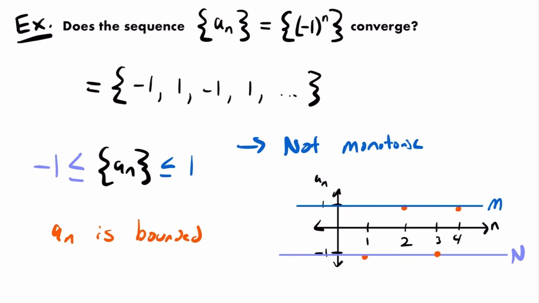Now be careful here, just because it doesn't meet both requirements doesn't mean that it does diverge. A lot of people will assume that, well, since I couldn't prove that it converges, then it must diverge. And that would be an incorrect way to go about things. Just because we couldn't prove that it converges doesn't necessarily mean that it diverges. All we can say is that this test is inconclusive. We're not able to decide if this converges purely based on if it's monotonic and bounded.